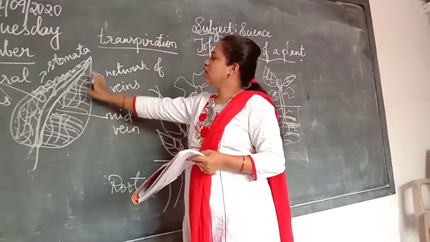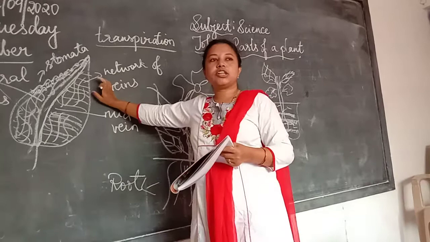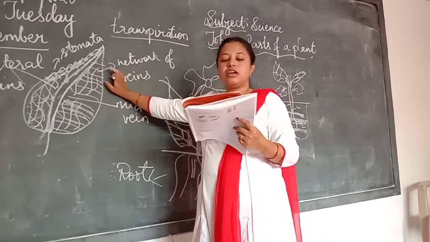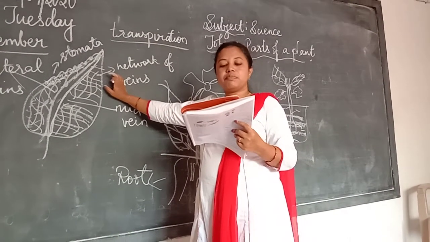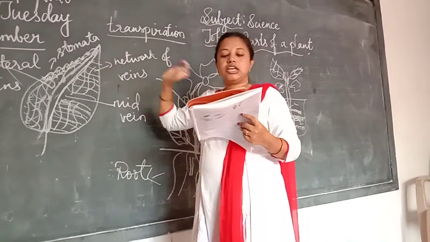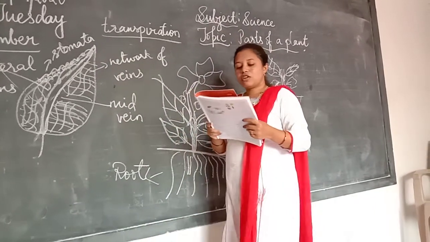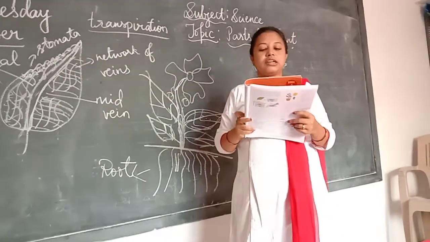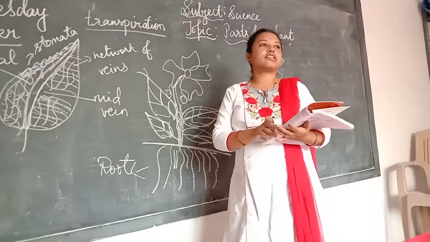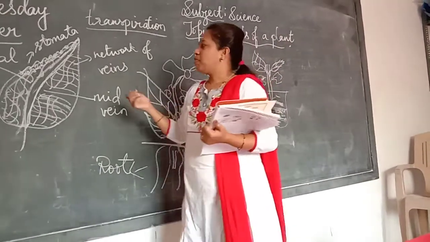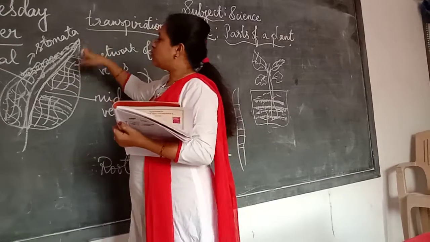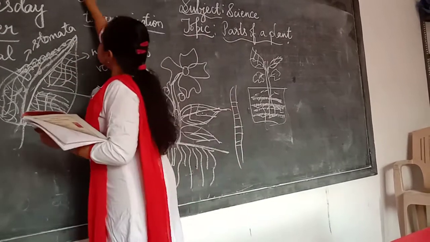In the same way, for a leaf to prepare food, what are all the ingredients needed? Chlorophyll, a green colored pigment present in leaves. Chlorophyll absorbs energy from the sunlight. So how chlorophyll is present on the leaf, it absorbs the sunlight.